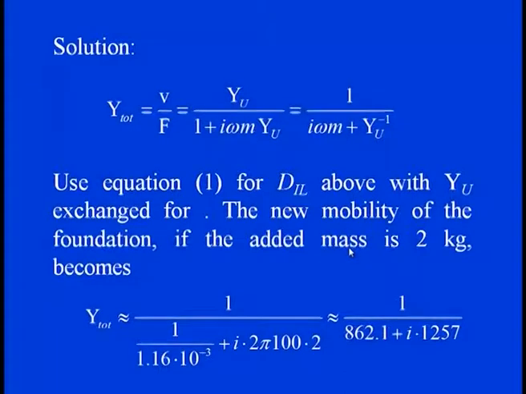So the insertion loss can be obtained by exchanging Yu with the added mass and the new mobility of the foundation. If 2 kilograms is added at exactly 100 hertz, then Y total is 1 divided by (1.16 into 10 raised to power minus 3 plus i omega m), where omega is 2 pi f, meaning 2 pi into 100, times the added mass of 2. So it is nearly 1 divided by (862.1 plus i 1257).